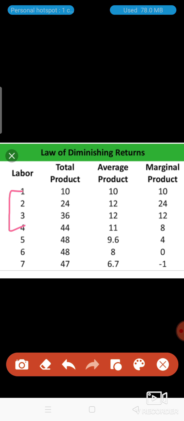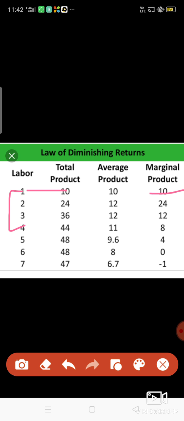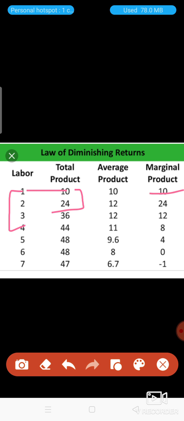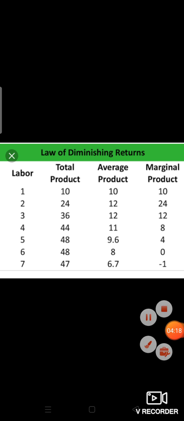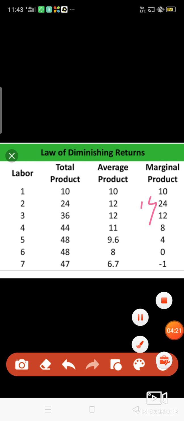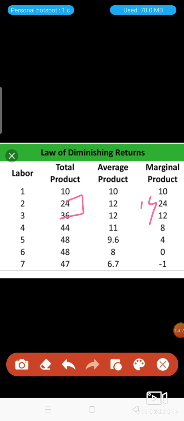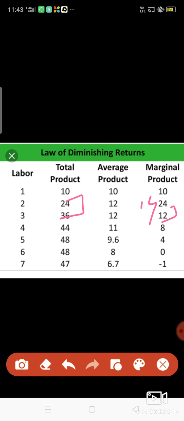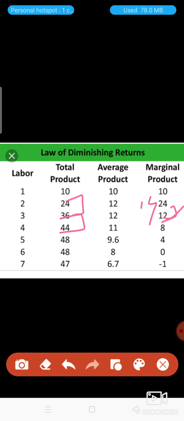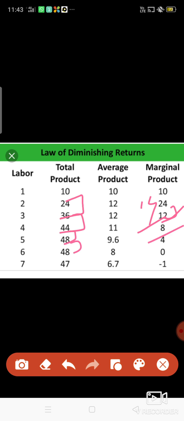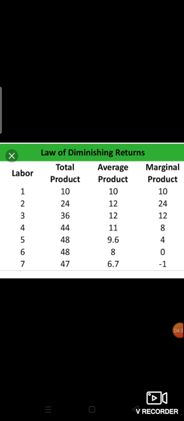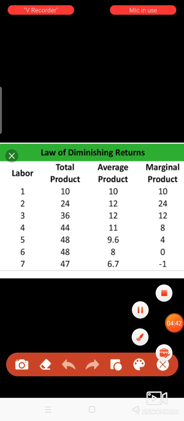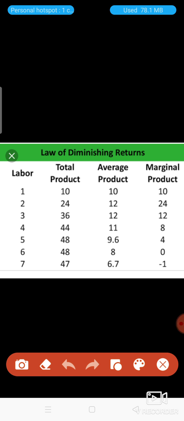Okay, so marginal, first one is 10, same. Second one, there is a change in total product. How much change is 14? Okay, so it should not be 24, it should be 14. There is a mistake. Okay, it should be 14. After then again if you will see change, there is change of 12, so 12. Now third, how much change is 8? Fourth 4, fifth 0, and then it started decreasing. Okay, so you can see that we can get marginal product by looking at the changes in total product due to change in input by one unit.